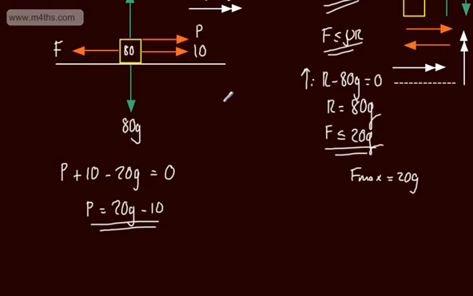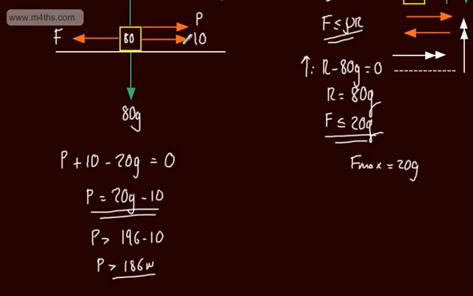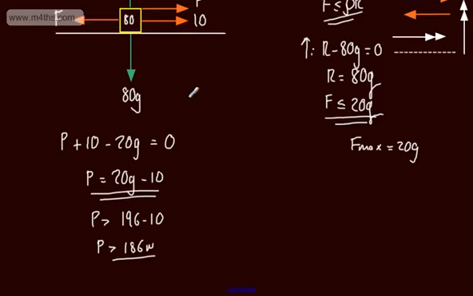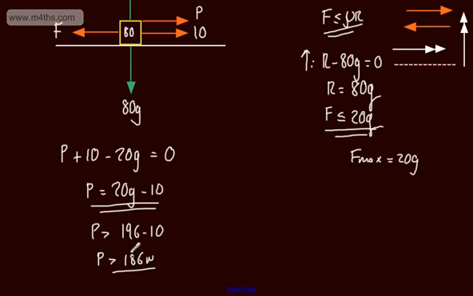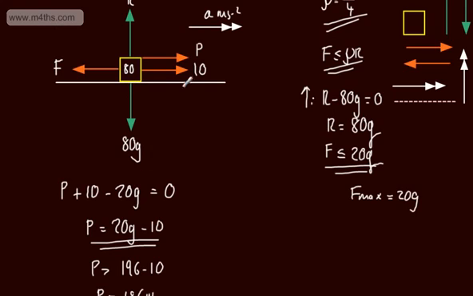And of course we could work that out quite easily. If we think about 20g, what's 20g? 196. So 196 minus 10, we would say P is greater than 186, and that's newtons, remember. Then A would be a positive value, and we'd start pulling this box away, and the friction could no longer hold on. So at this point of 186 newtons, we've got limiting equilibrium.